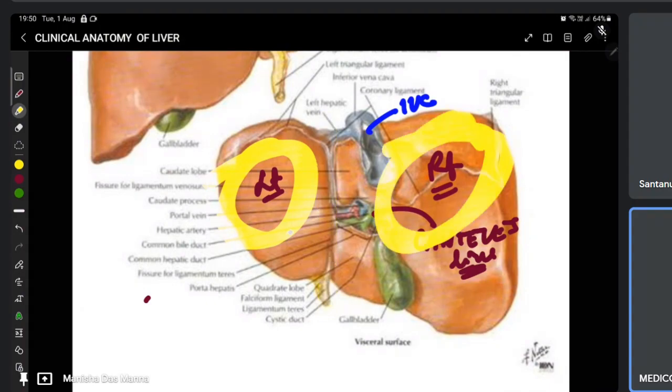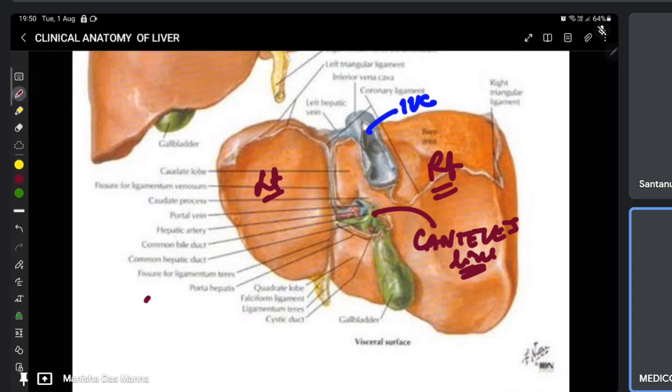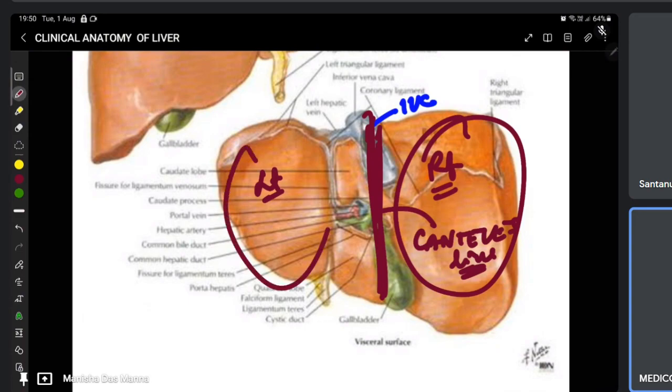But I am talking about an imaginary line, drawn from the IVC to the gallbladder. This imaginary line is called Cantlie's line, which divides your liver into two parts: the surgical right liver and the surgical left liver. It is very important in surgery, not in anatomy.